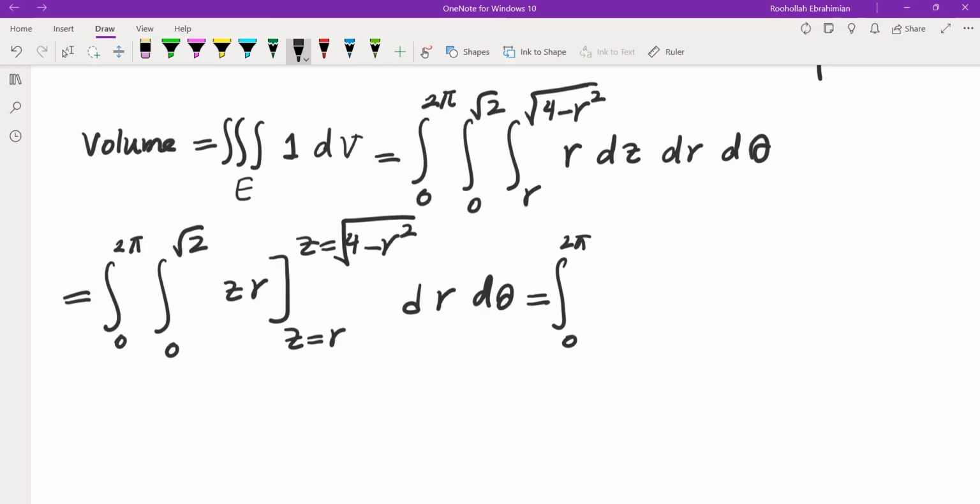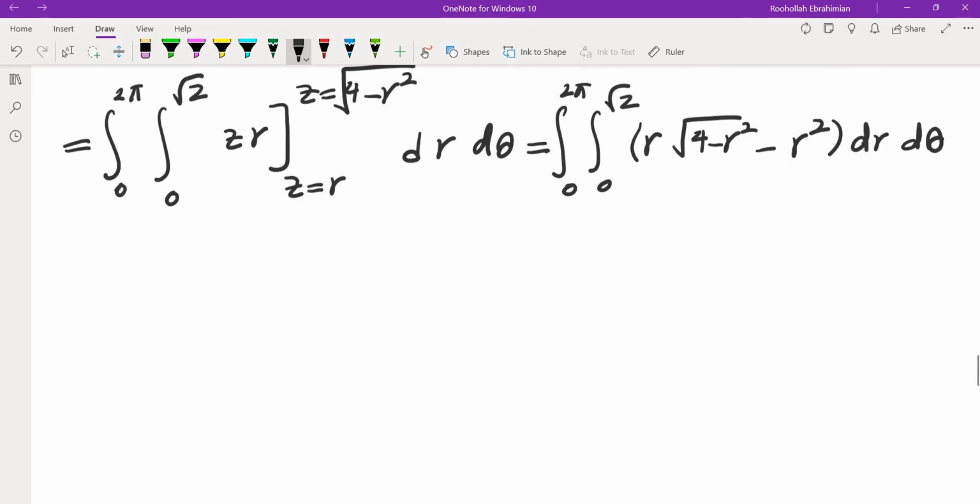Integral from 0 to 2 pi, integral from 0 to root 2. When we plug in z equals root 4 minus r squared, we get r times root 4 minus r squared minus r squared, dr d theta. Okay, so now the first one, if we look at this, the derivative of this one is negative 2r, which is right there. So we can use u substitution.